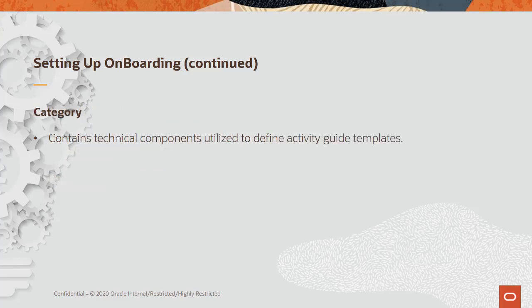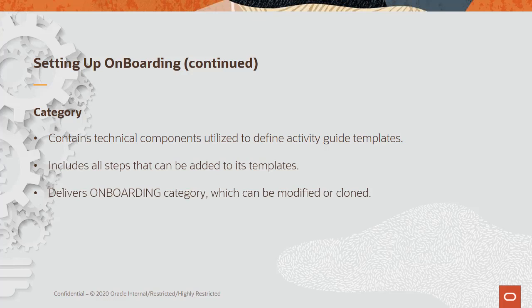A category contains the technical definition of all the building blocks necessary to create templates. It is typically set up by a technical resource in your organization. A category should have all of the properties, contextual data, user actions, images, and process steps that can be used in any of its associated activity guide templates.